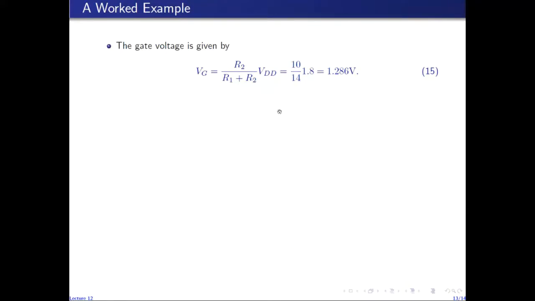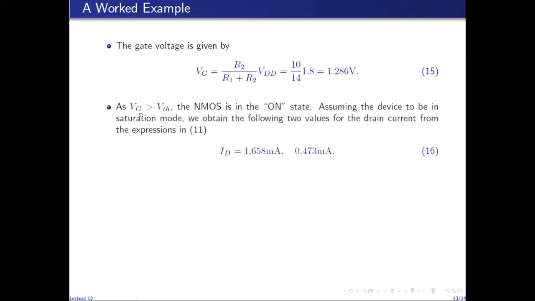Since this is a voltage divider biasing network, the gate voltage is given by a fraction of VDD, and the fraction is R2 over R1 plus R2. Plugging in the values, you find the gate voltage to be 1.286 volts. Since the gate voltage is greater than the threshold voltage, following the guidelines, I am going to assume that the NMOS is in the on state. It's not in the cutoff mode, so it can be either in the saturation mode or in the triode mode.